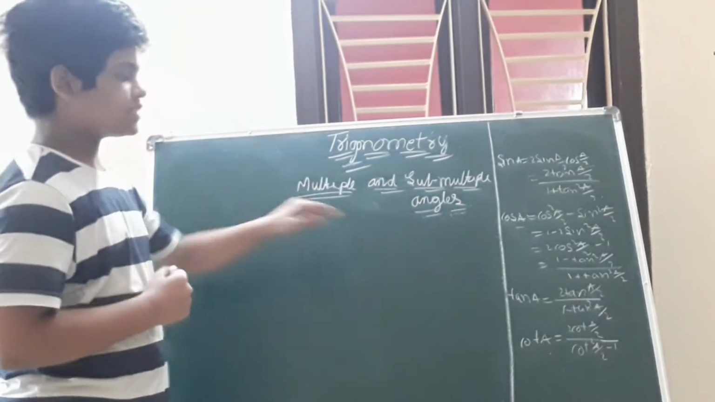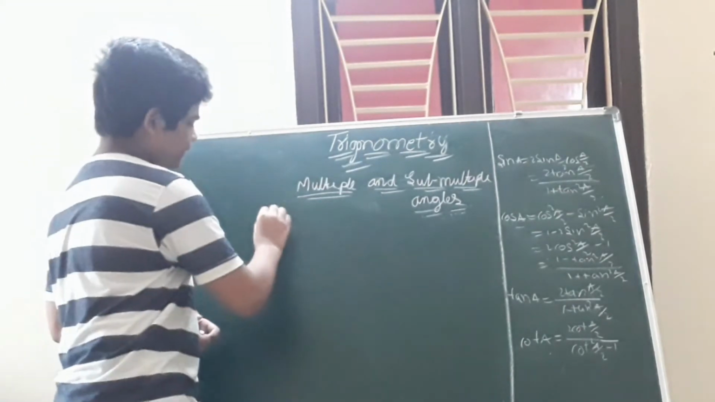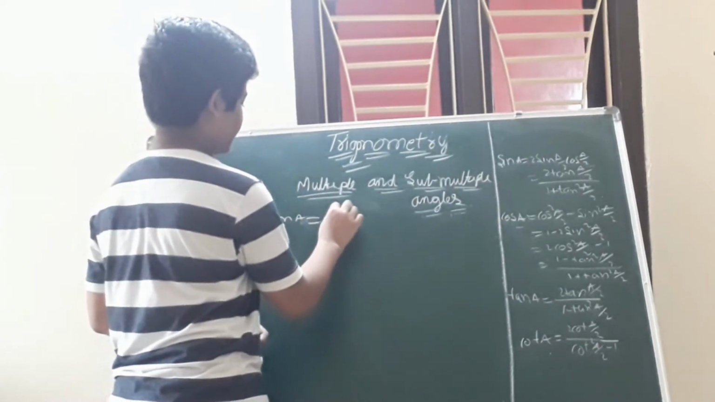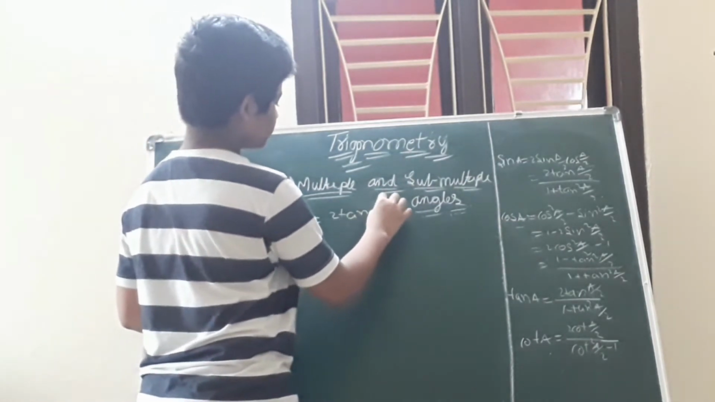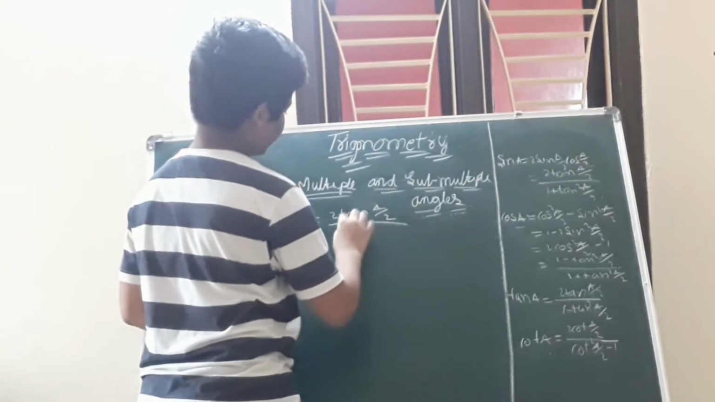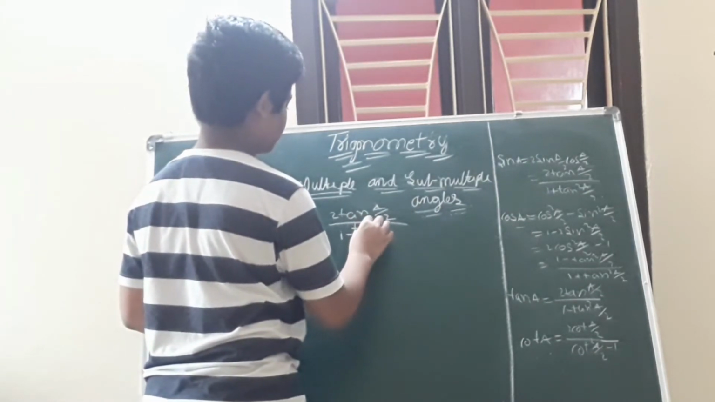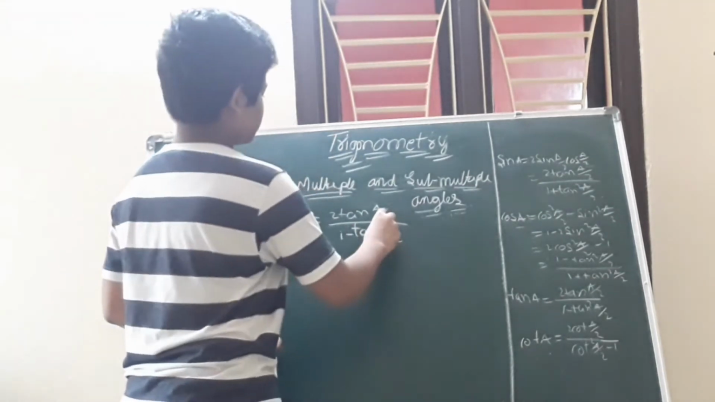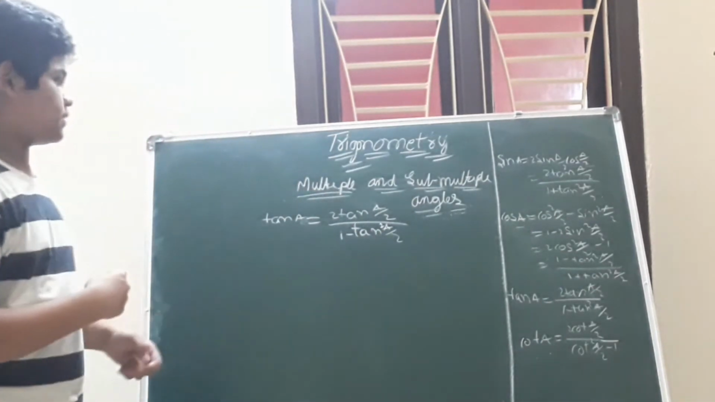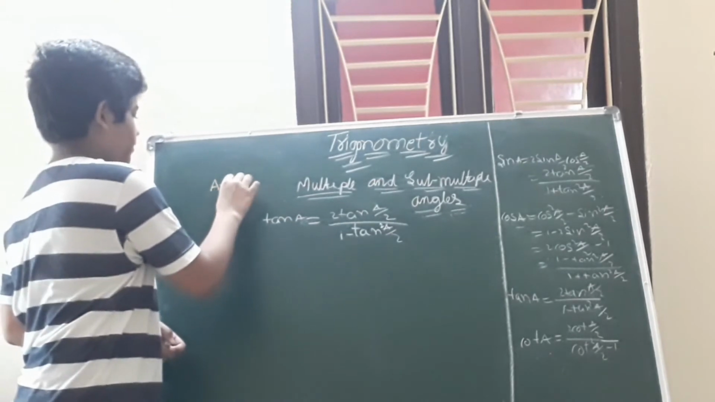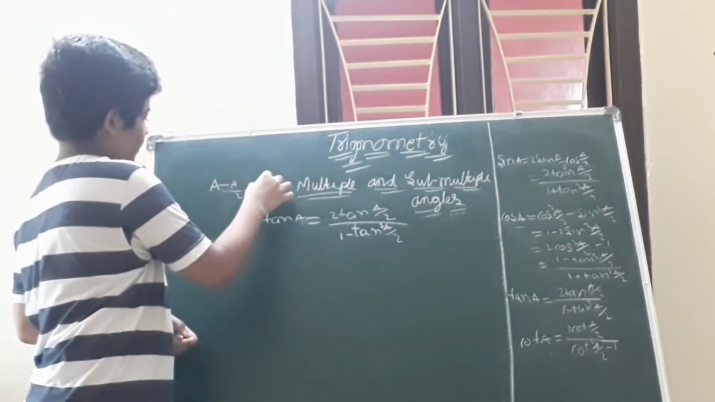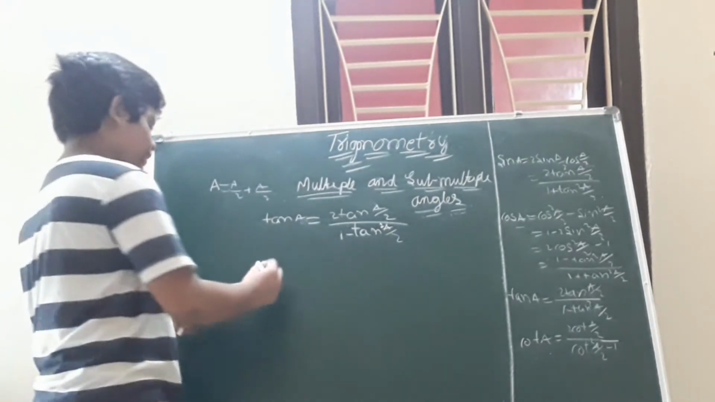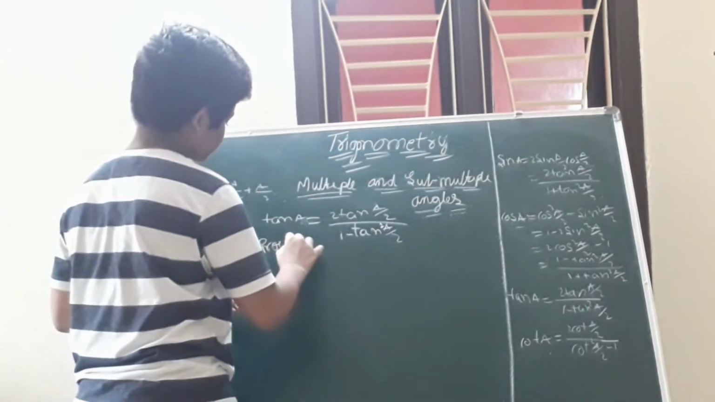So now let us discuss the proof of tan A is equals to 2 tan A by 2 by 1 minus tan square A by 2. We can find this value in the same way, that is, in place of A we have to substitute A by 2 plus A by 2. Other than this, there is another method, so let us discuss the second method.